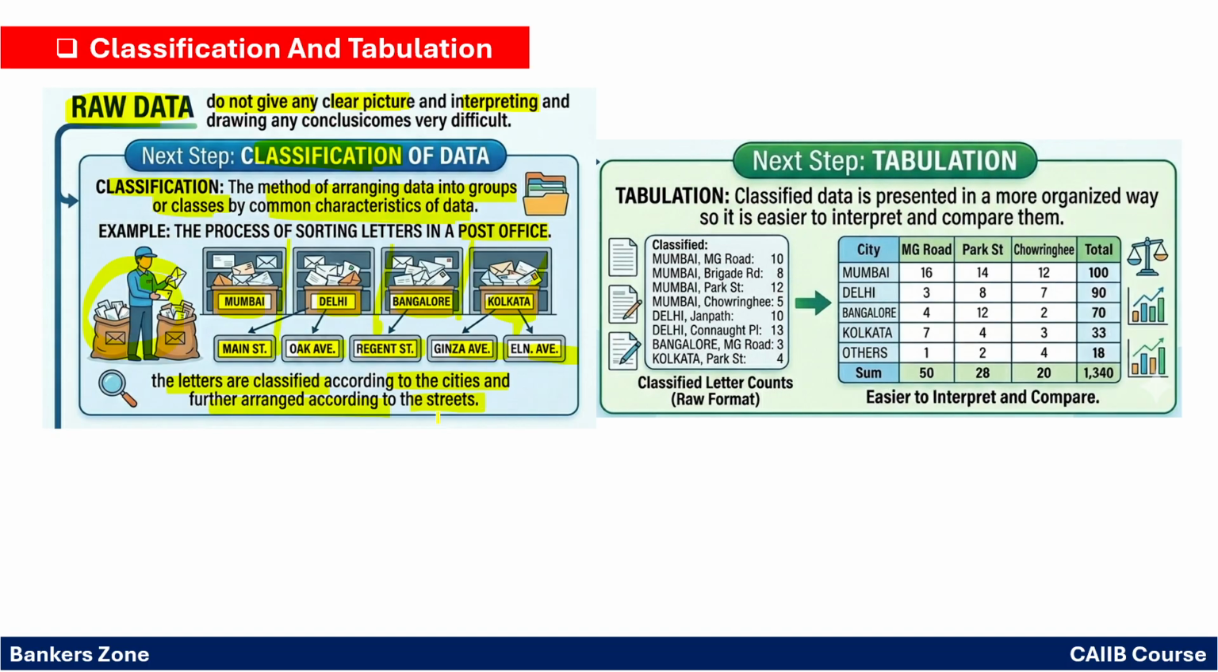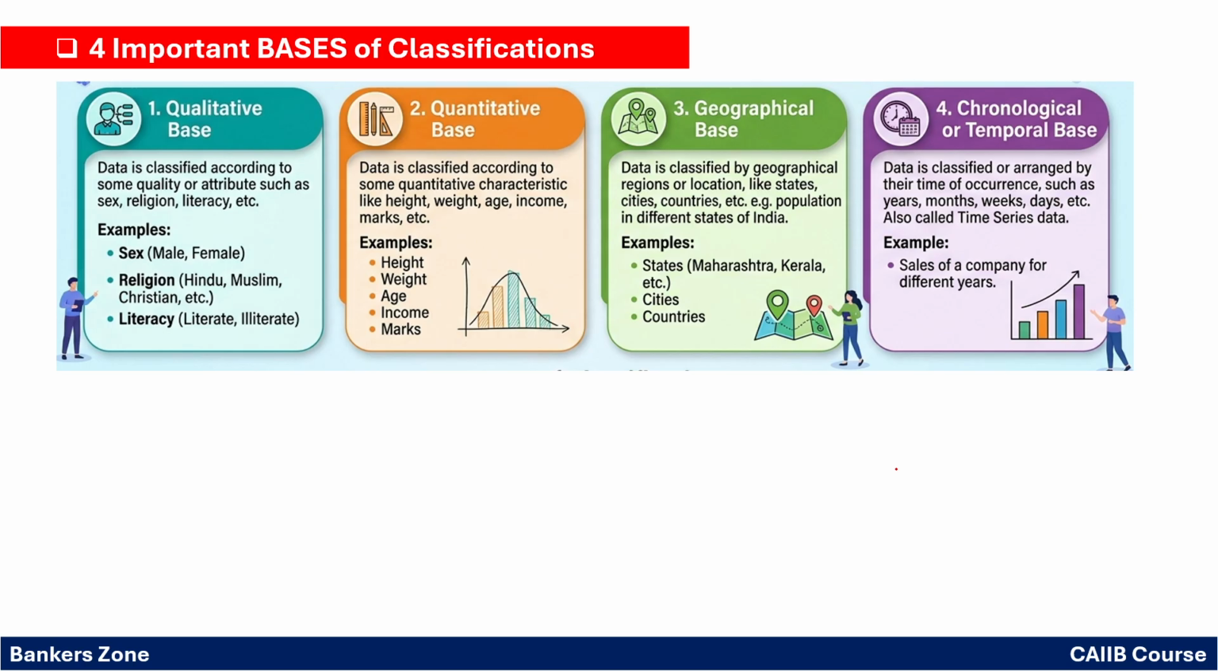Now after the classification, you have to prepare the table. Tabulation means simply you need to prepare the table so that it will look attractive and give a clear idea, and it will be easy for interpretation and comparison. So once you classify the data, you need to prepare the table so that from looking at the table itself, you will get the idea. For example, in Delhi, MG Road, we have to deliver 3 letters, like that. Very easy. So preparing an Excel sheet is basically like a tabulation, right? Very easy.